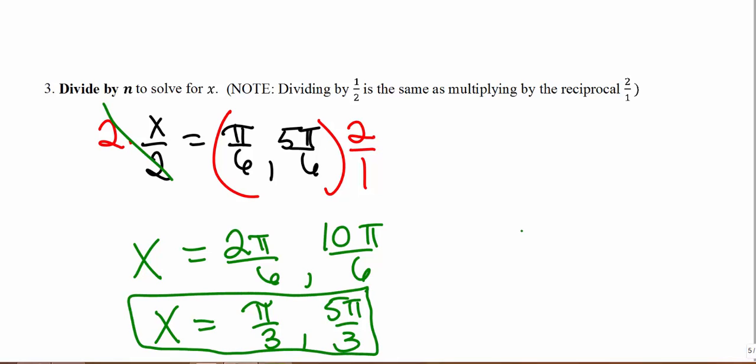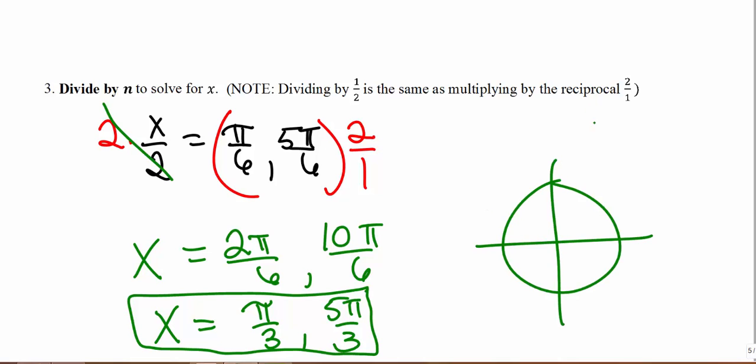So we want to keep something in mind. The x values that we have are from the entire circle. So we were asked to originally solve for x between 0 and 2 pi. So the two solutions that we ended up with at the end are pi over 3 and 5 pi over 3, which is from the entire circle.